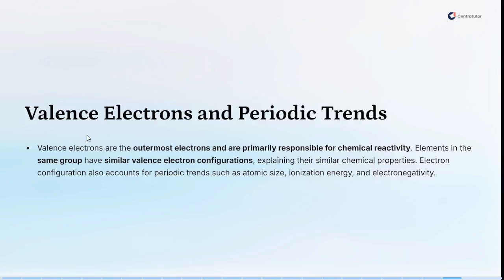Valence electrons are those electrons that are at the outermost shell of an atom. So they are the outermost electrons in the outermost shell of an atom. From how I wrote it here, valence electrons are the outermost electrons and are primarily responsible for the chemical reactivity of every atom. So elements in the same group have similar valence electron configuration.